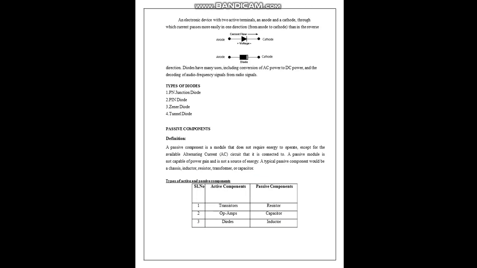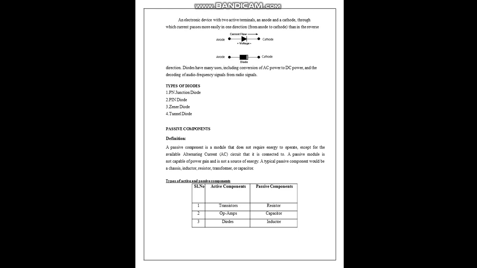Next, the diode. A diode has two active terminals: A is the anode, the positive side, and K is the cathode, the negative terminal. Current passes through it in one direction rather than in the reverse direction. Diodes have many uses, such as converting AC to DC and decoding audio frequency signals from radio signals. Types of diodes are PN junction diode, PIN diode, Zener and tunnel diode.